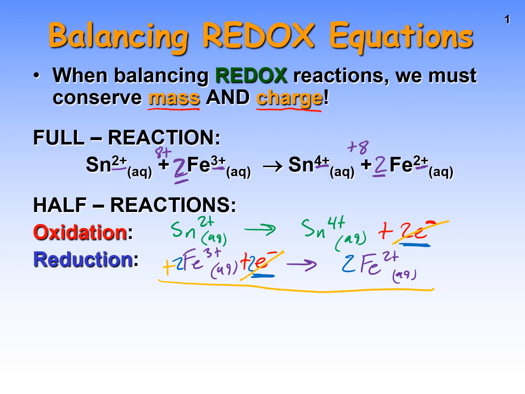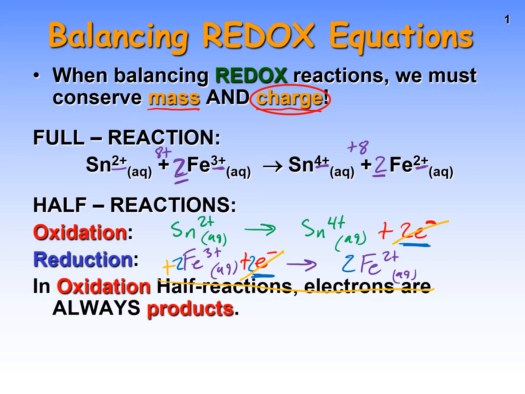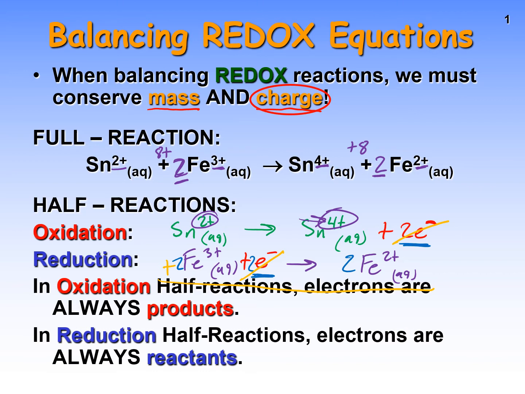So the charges are the same on both sides, and we have the same number of each element on both sides. So it's balanced. Now, as a general rule, in oxidation half reactions the electrons are always going to be products, because we're going from a smaller charge to a bigger charge, and that means you had to have lost electrons. The opposite is true as well, right? In reduction half reactions, the electrons are always going to be reactants because you need to decrease the charge, and you do that by adding electrons.